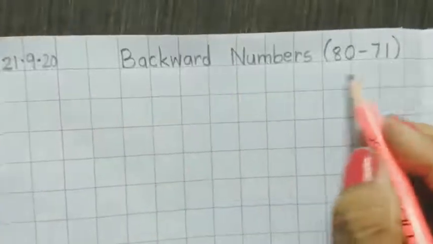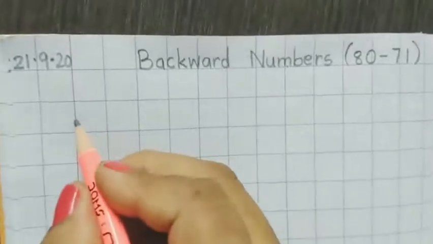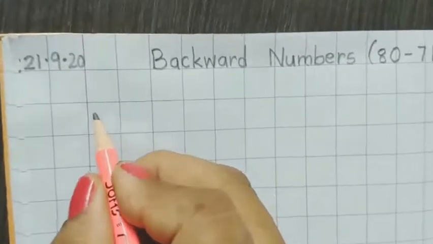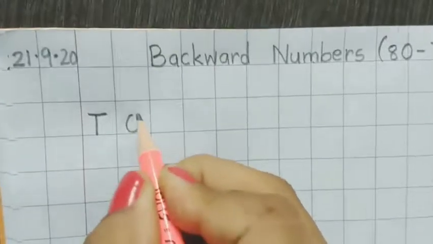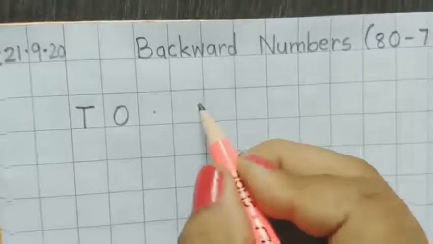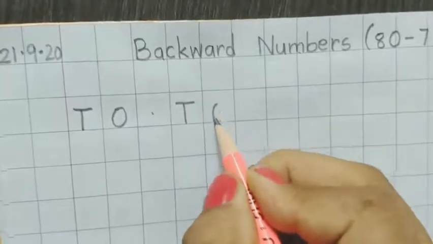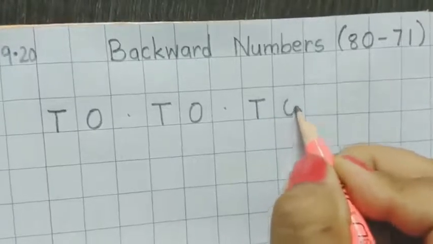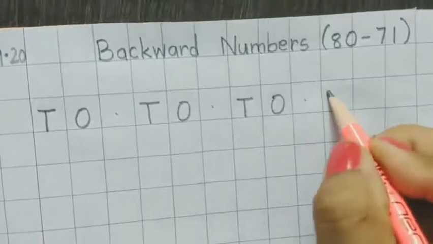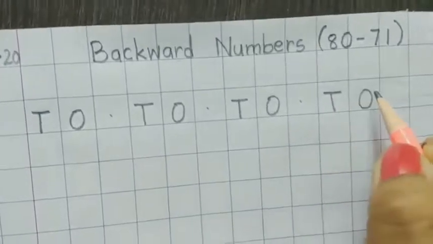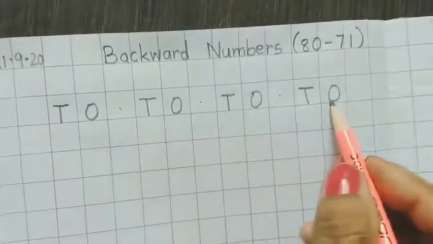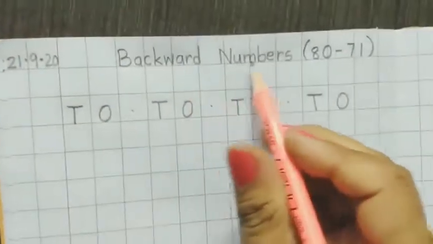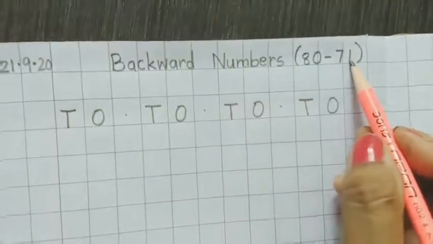Now leave this whole line and from the margin we will start writing T-O. So first T-O. Then put a dot. Again write T-O. Again dot. T-O. Dot. T-O. So we'll write 4 times T-O. Now we are going to write backward numbers from 80 to 71.